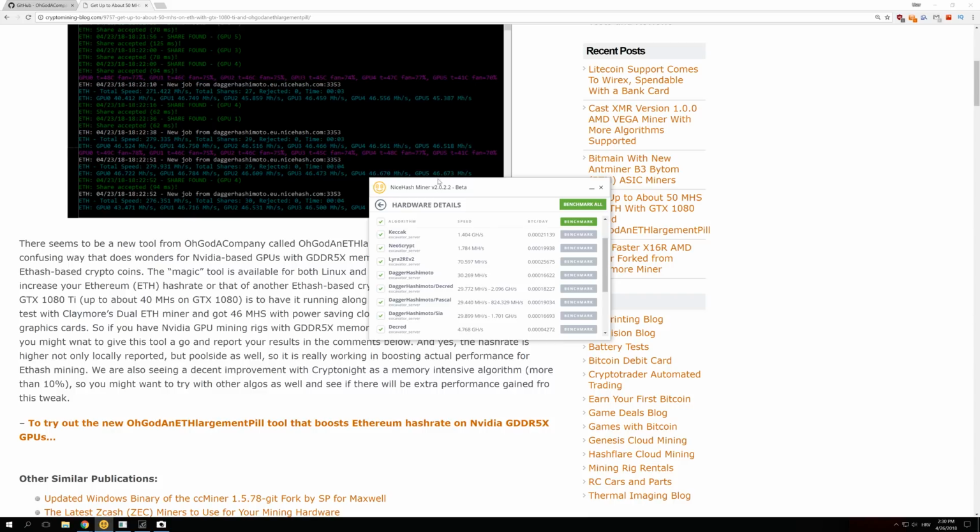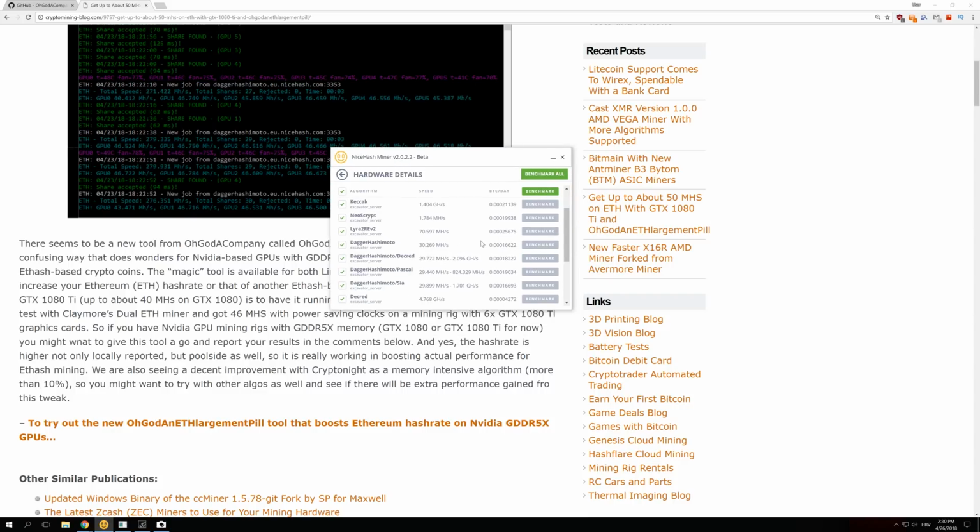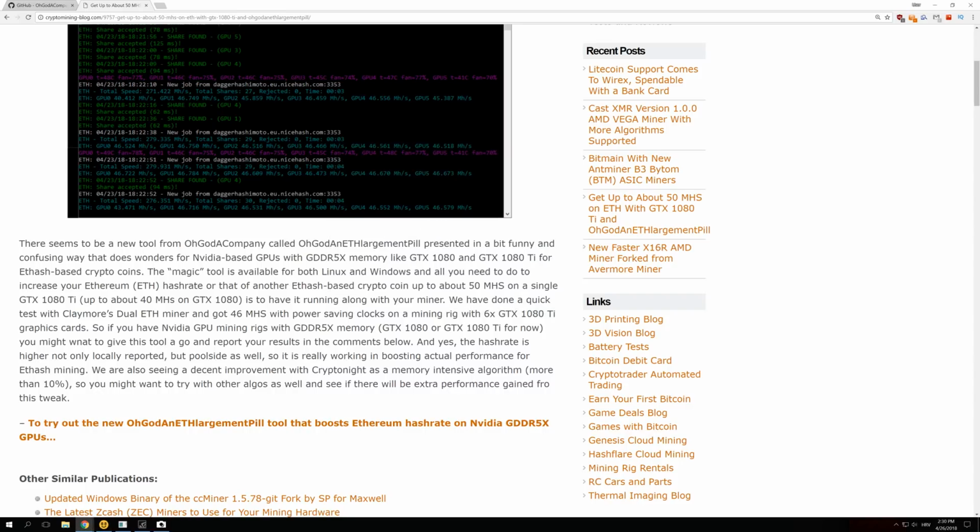To see if it is actually working, you can just re-benchmark your Dagger Hashimoto algorithm and you should see your megahashes per second going up by even up to 100%. This doesn't work on any AMD card, and it is not working on Nvidia cards like the GTX 1060, 1070s, or 1070 Ti. You have to have a 1080, 1080 Ti or Titan XP.